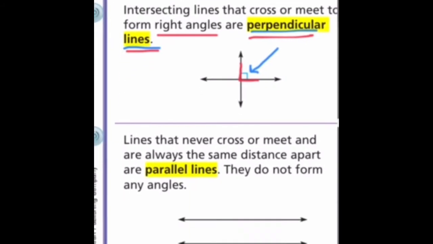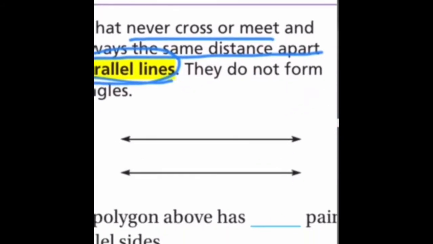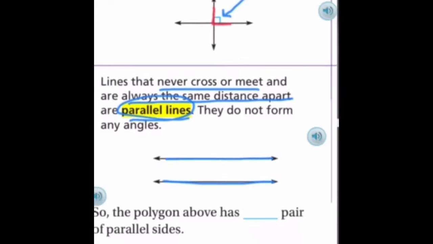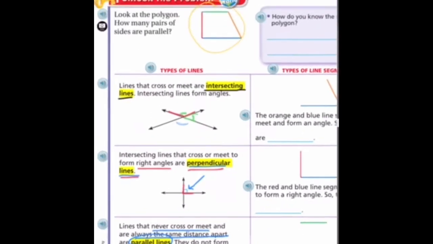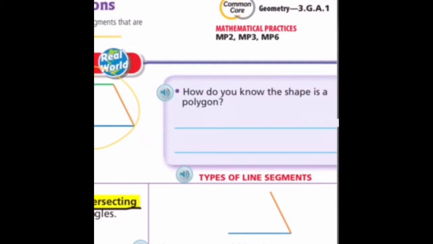And then finally, down here, lines that never cross or meet and are always the same distance apart are called parallel lines. A little bit like railroad tracks, right? So these two lines right here, if we extended them out forever, they would never cross. Okay? That's going to be called parallel lines. So let's go back up here. We're looking at this polygon, how many pairs of sides are parallel, right?